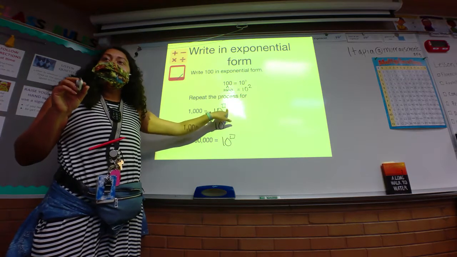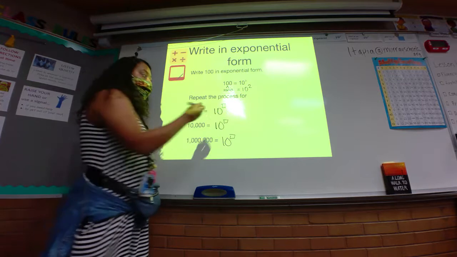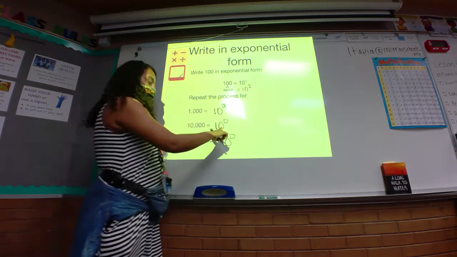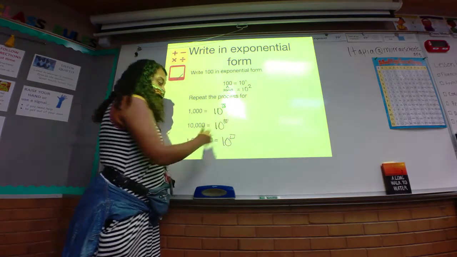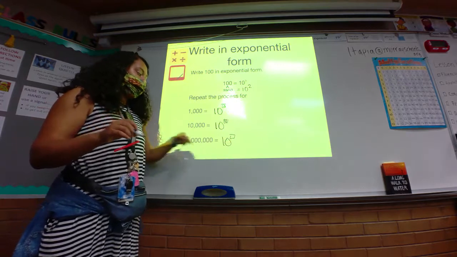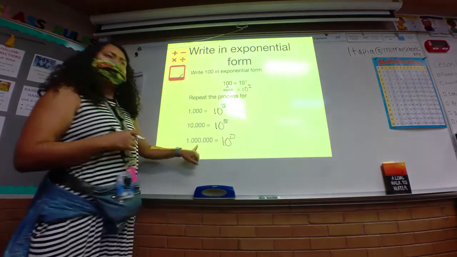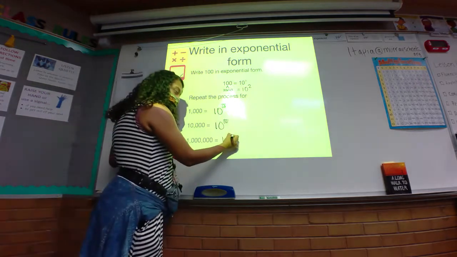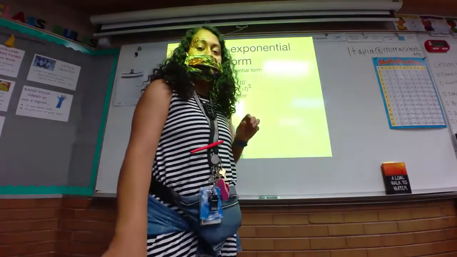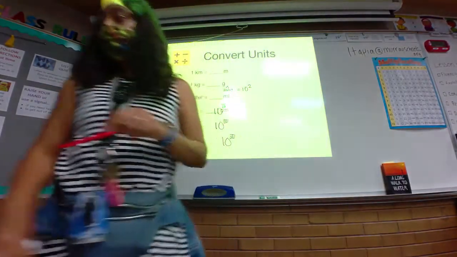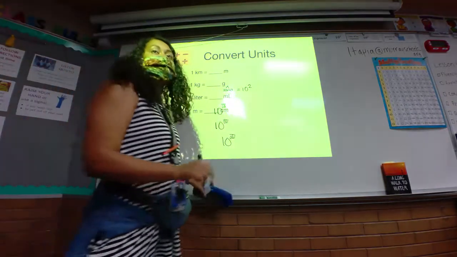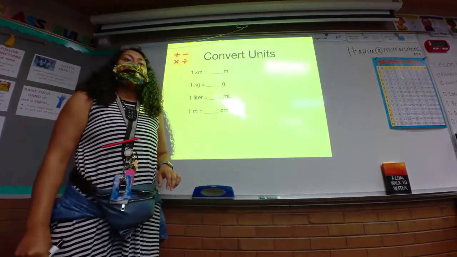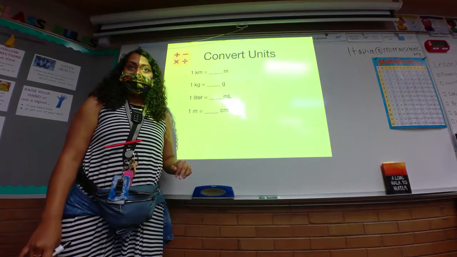Okay, 1,000 equals 10 to the power of 3. Okay, 10,000 equals 10 to the power of 4. 1,000,000 equals 10 to the power of 6. Okay, wipe off your whiteboard.